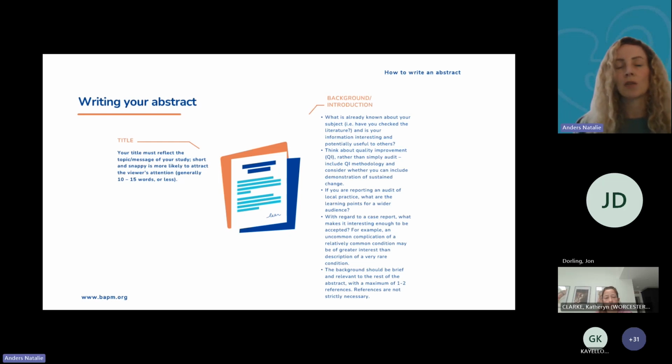So writing your abstract, for a start, everything starts with a title. Your title should reflect the topic and the message of your study. Make sure it's short and snappy to grab people's attention, and we're looking at 10 to 15 words or less. Then once you've got your title, you can move on to your background or your introduction. Within your introduction, your background, you need to be including what is known about your subject.